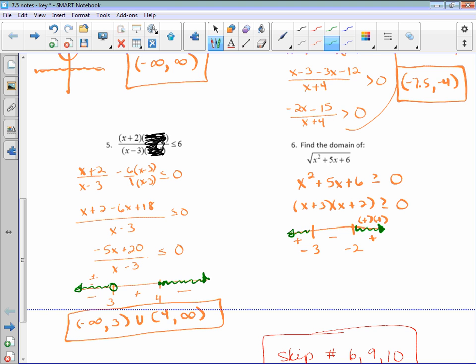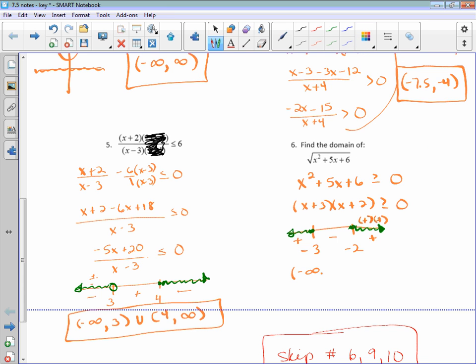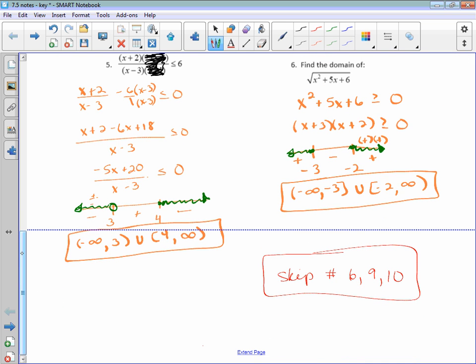And what do you think? Are we including the negative 2 and negative 3? Yes, do include them this time. So your answer is negative infinity to negative 3, negative 2 to infinity. Okay? All right. Homework 7.5. You are skipping 6, 9, and 10.